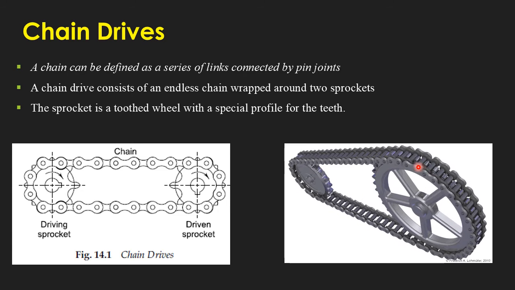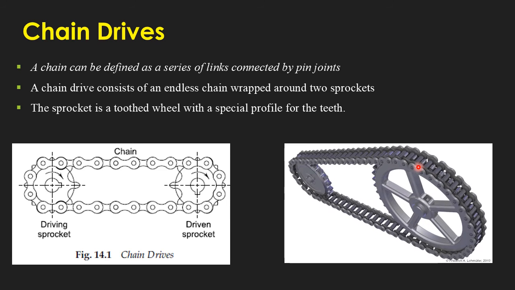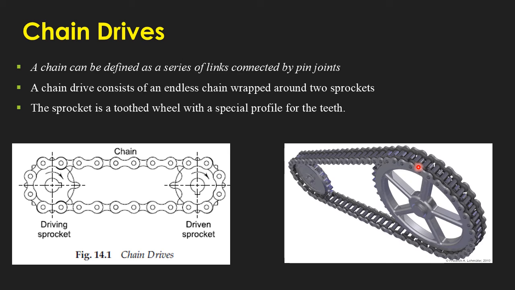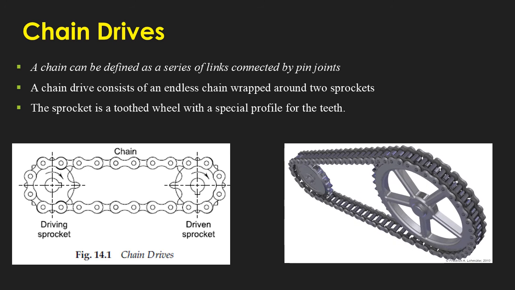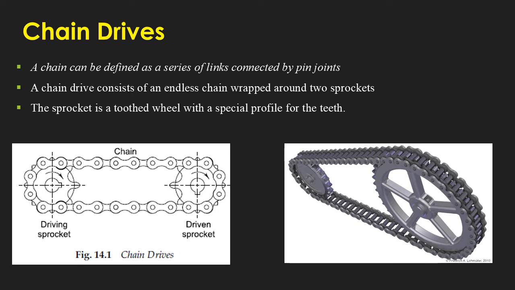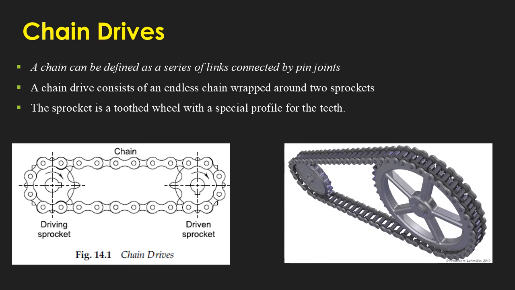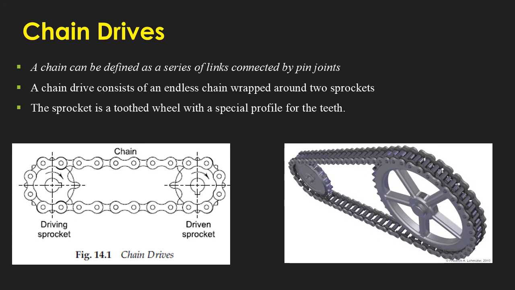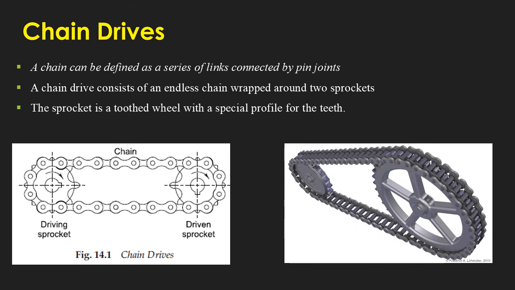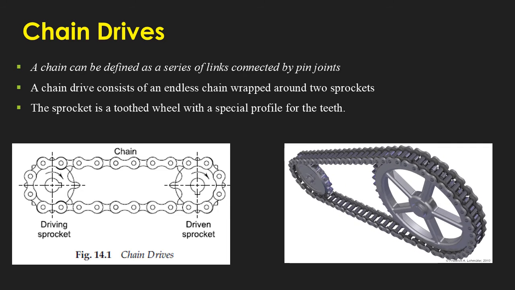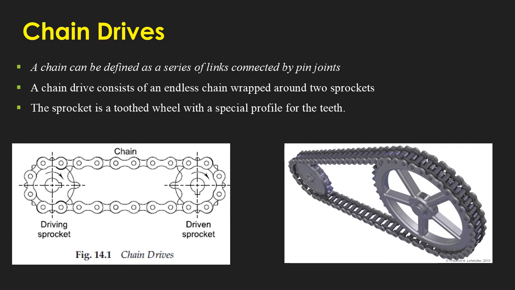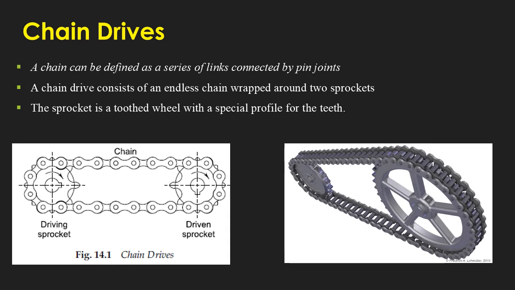So in basic terms, a chain drive is made up of a series of links which are connected by pin joints, and chain drives have certain features related to belt drives and some features of gear drives as well. Both features are present in this particular concept of chain drive.